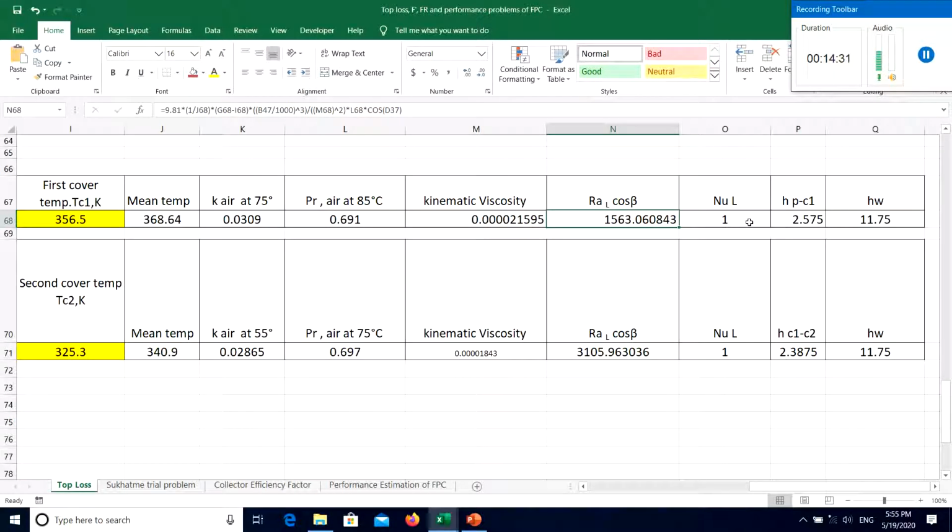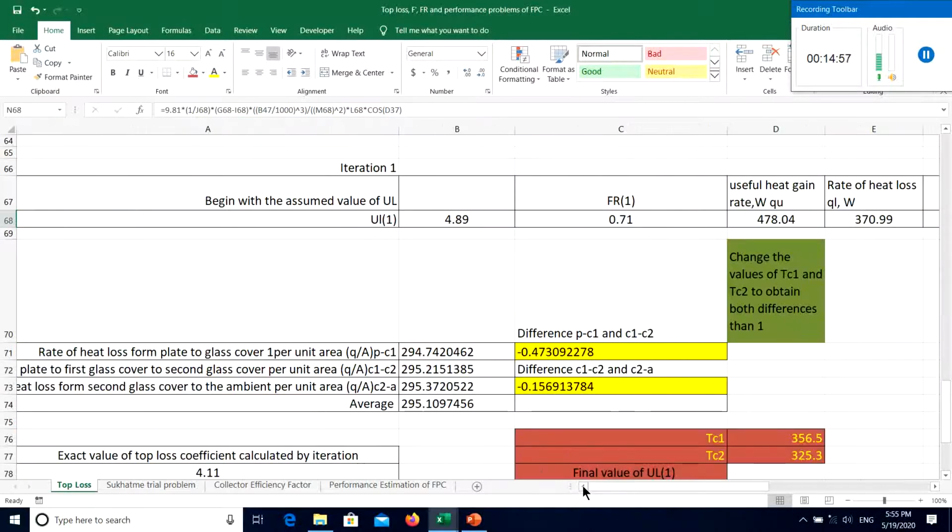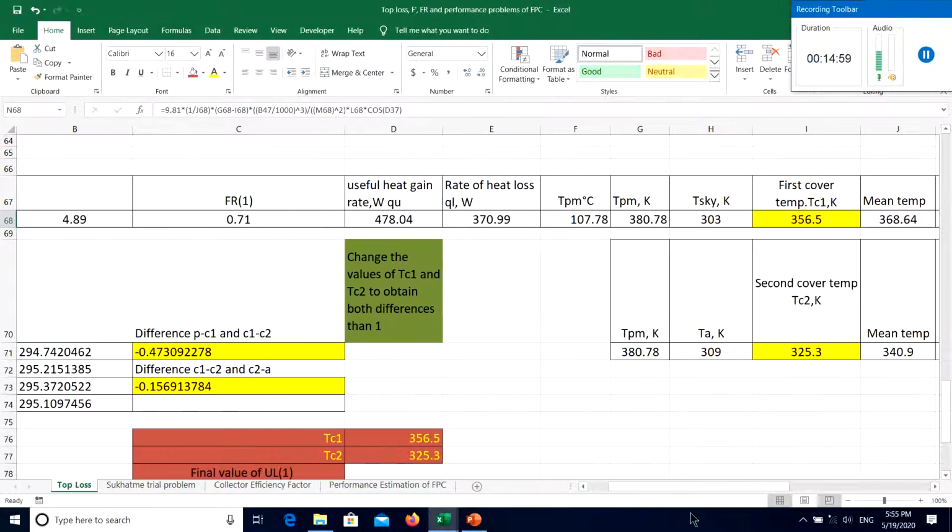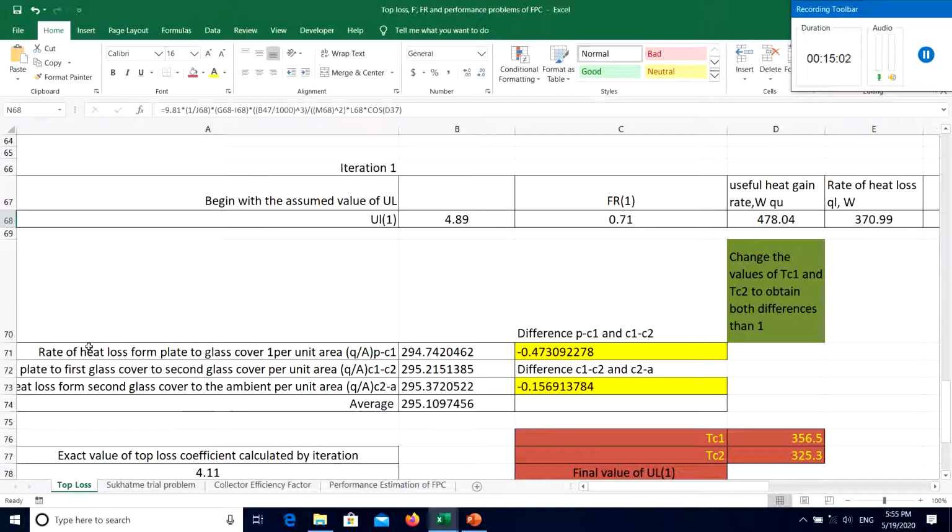and then corresponding to this value Nusselt number is 1. So corresponding to Nusselt number 1, HP plate to cover, convective transfer coefficient from plate to cover is 2.5 watt per meter square Kelvin. And with similar calculations we get convective heat transfer coefficient from cover 1 to cover 2 is 2.38. Value of HW is the same, it is a single value, 11.75 corresponding to the wind velocity. Now the values obtained, heat losses QA, PC1, C1, C2 and C2A values are obtained here.